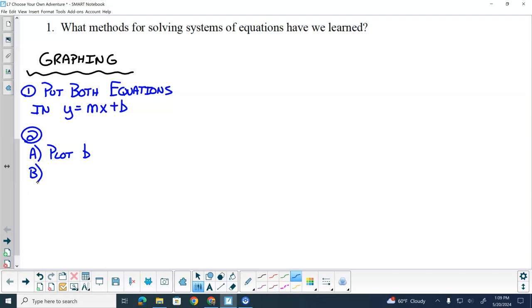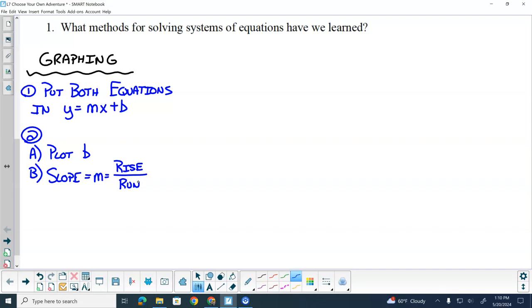And why is my slope important? Because it's what? It is a rate of change, but even better. Say louder, Levi. Rise over run. Slope does not start with R, but rise over run. Okay.